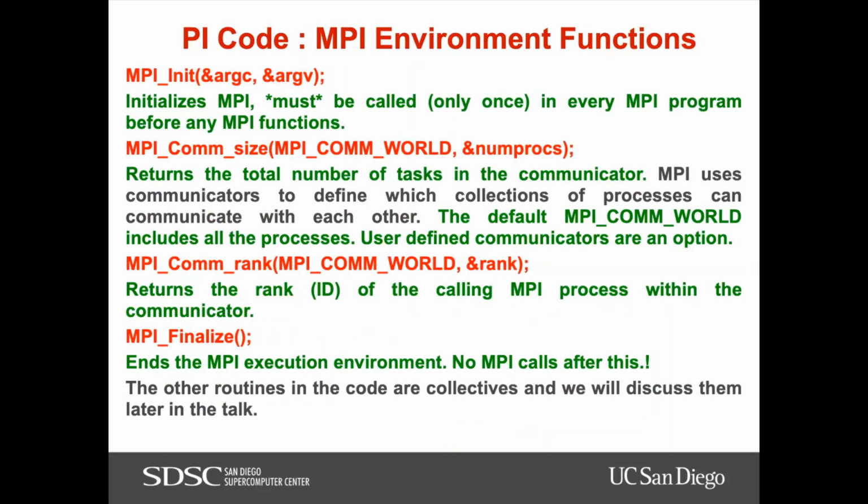So some of the main parts of the code: the MPI init has to be called once in every MPI program before you do any other MPI functions. MPI comm size returns the total number of tasks in a communicator. MPI uses the communicator to define which collections of processes can communicate with each other. And then the default MPI comm world includes all the processes. User-defined communicators are also an option, but by default, most codes will be using MPI comm world, unless you have some really fancy thing you want to do with the communicators.